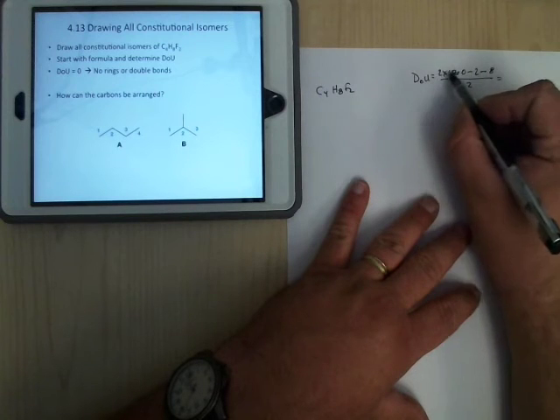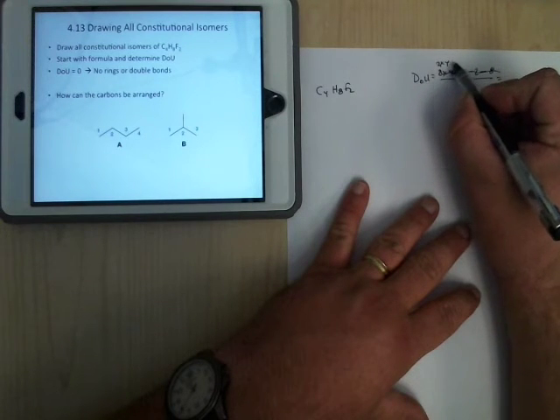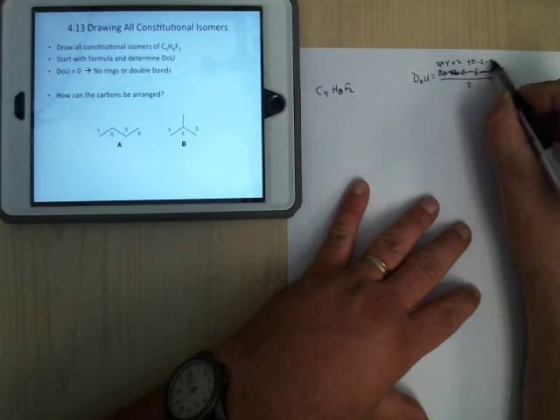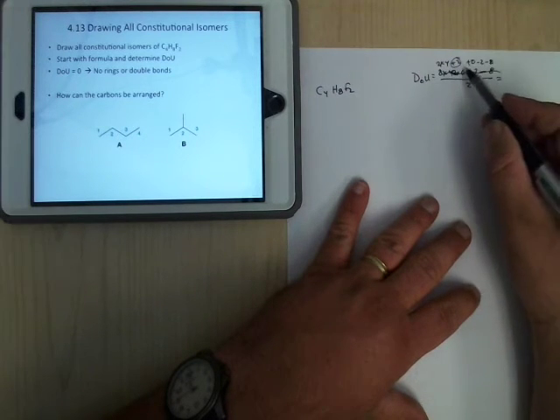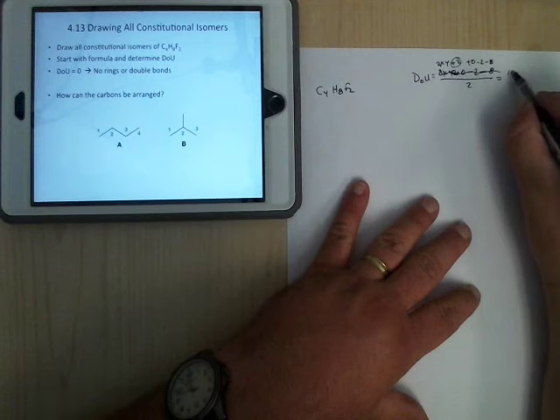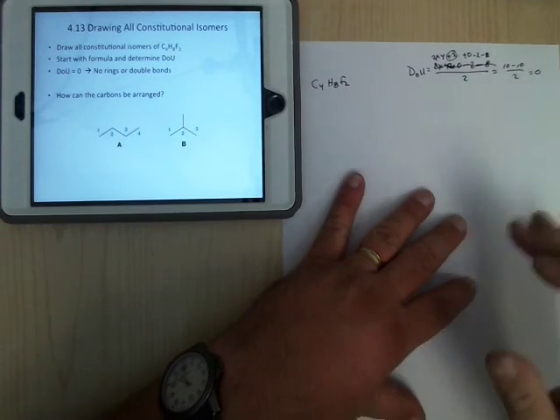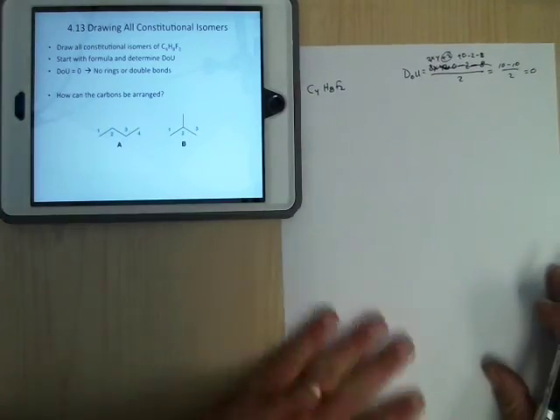Okay, let me do this again. 2 times 4 plus 2 plus 0 minus 2 minus 8. I can't forget that plus 2 there. So this ends up being 10 minus 10 over 2, 0. That just means there's no pi bonds, no rings. So it works out well.